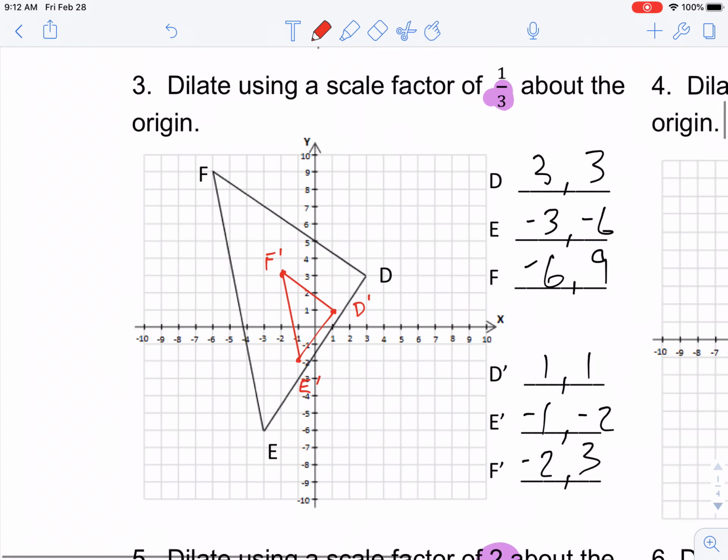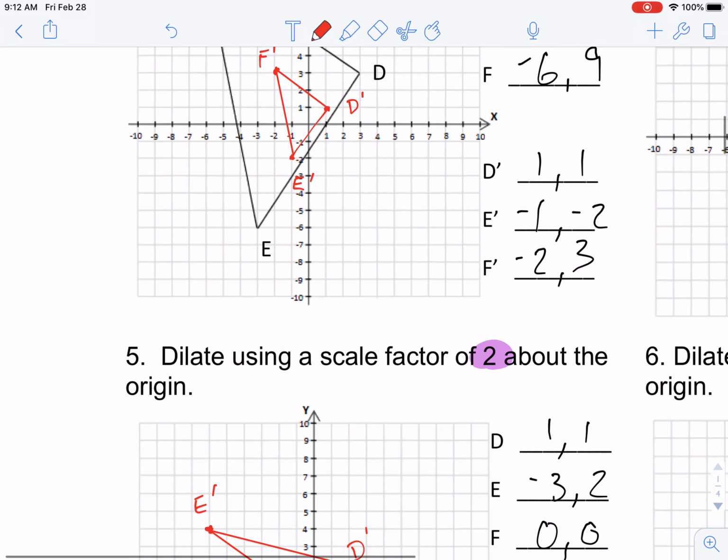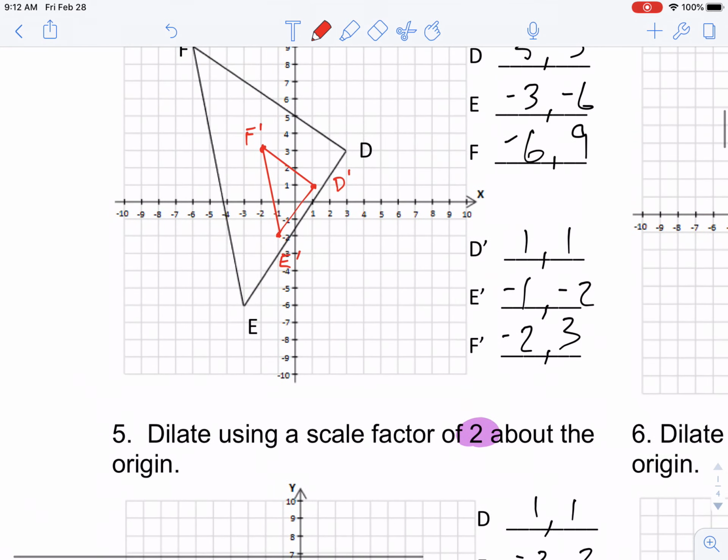Notice how when it is a fraction, the shape got smaller, and when it was a whole number, the shape got bigger. That completes your review for transformations.